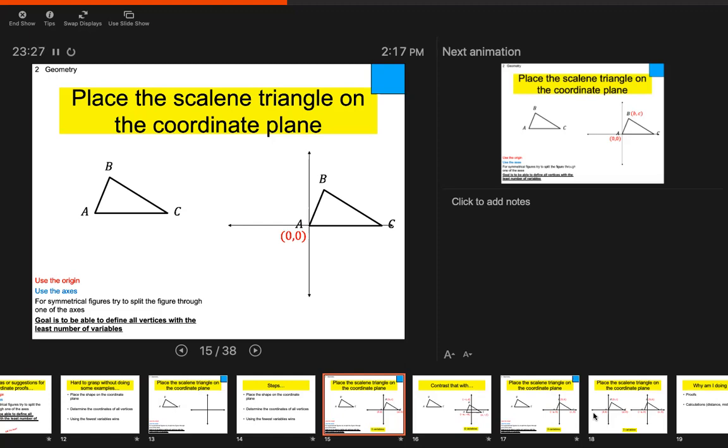Now it is a scalene triangle. If it were equilateral or isosceles, maybe we could say something more about it. But it's scalene. I don't know how tall it is. I don't know how far off to the right it goes. I just know that it's not on the y-axis. Therefore, what do you have to do? You have to make up 2 variables.